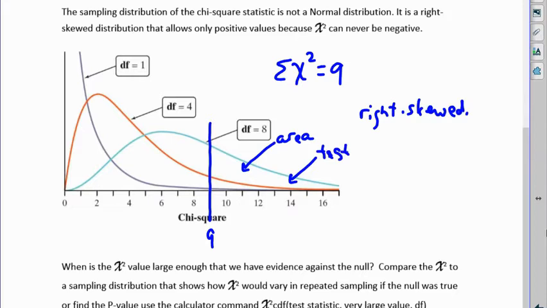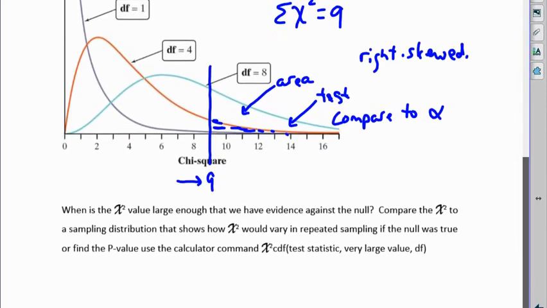And we're going to compare that to whatever alpha level we want. So is that area in the tail at those degrees of freedom, maybe a little smaller? With low degrees of freedom, it would be hard to get a chi-squared that's very large. But is that area greater than or less than your alpha? That's going to be your idea of whether or not you're going to reject.